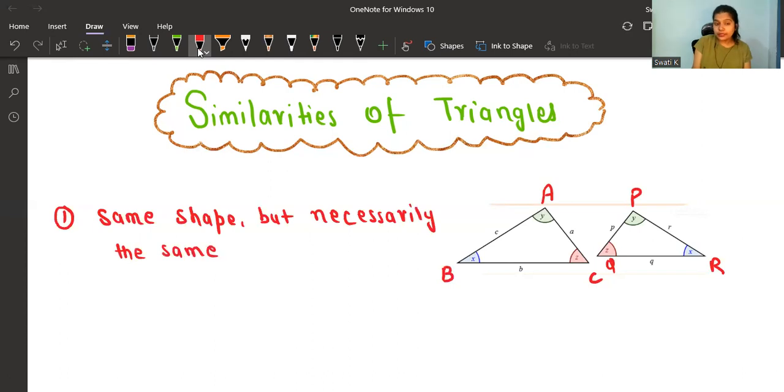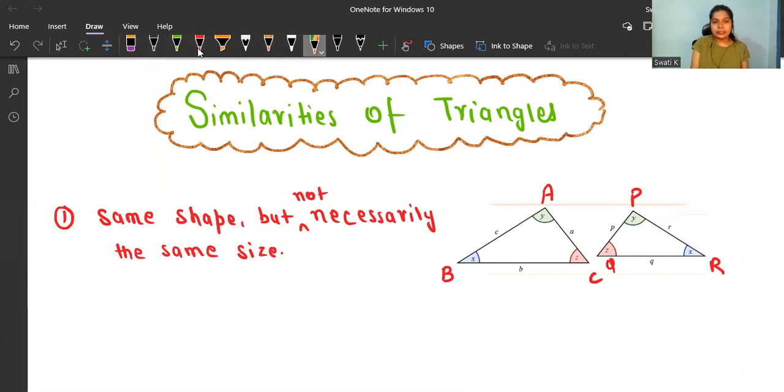Here, when I'm using the words but not necessarily the same size, I try to say here that it can have the same size as well. And if it follows all the conditions, that all the corresponding angles are equal and all the corresponding sides are in the same proportion, then we can say, even if they are having the same size, the triangles are similar, okay? But here I just mean to say, even if the sizes are not same, then also it can be similar. So yes, this was the first condition.